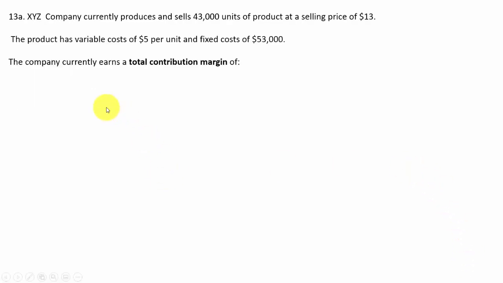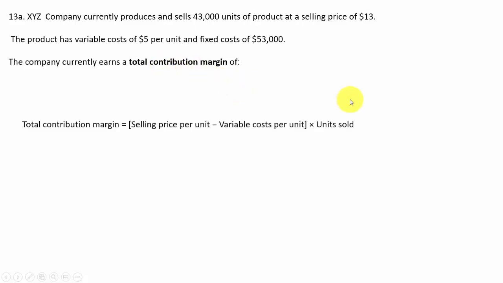And our next problem, XYZ Company currently produces and sells 43,000 units of the product at a selling price of $13. The product has variable costs of $5 per unit and fixed cost of $53,000. The company currently earns a total contribution margin of what? So what's our total contribution margin? Well, total contribution margin is the selling price minus the variable cost. These are per unit numbers, and that difference is multiplied by the total units that they sold.